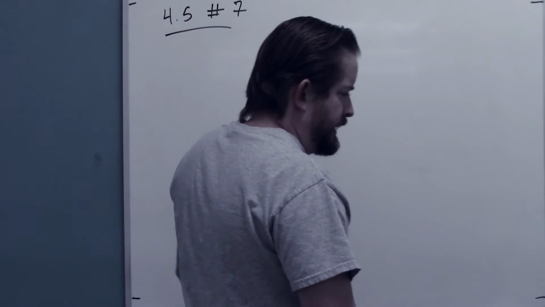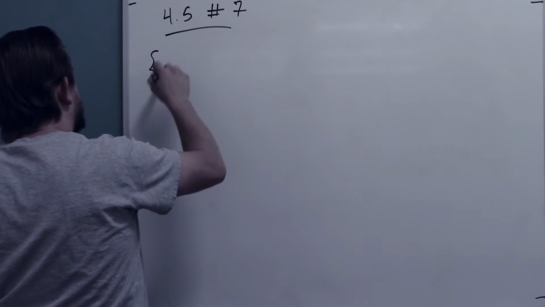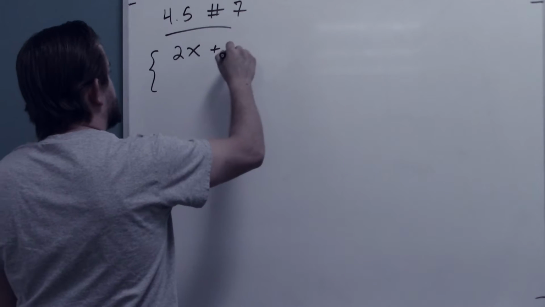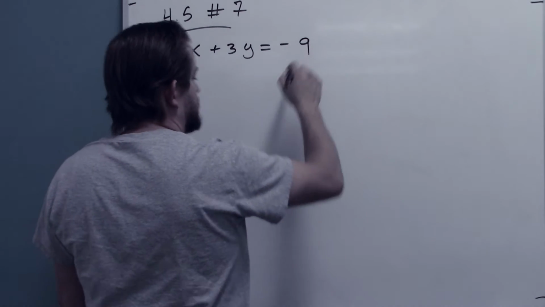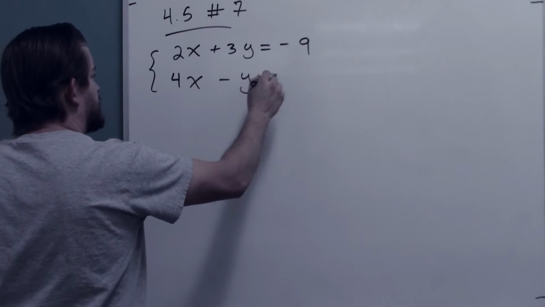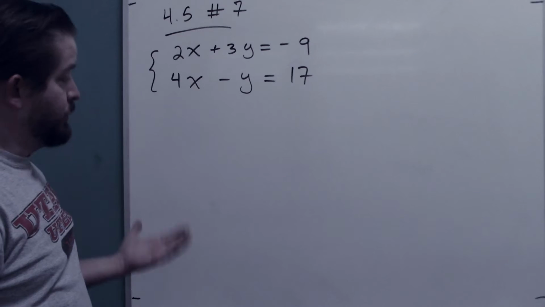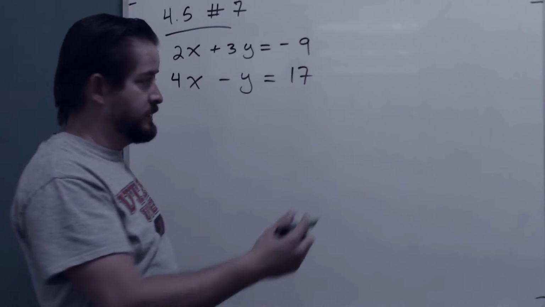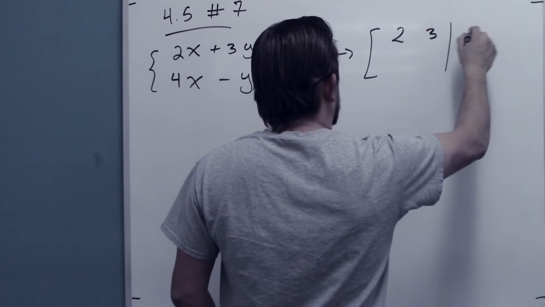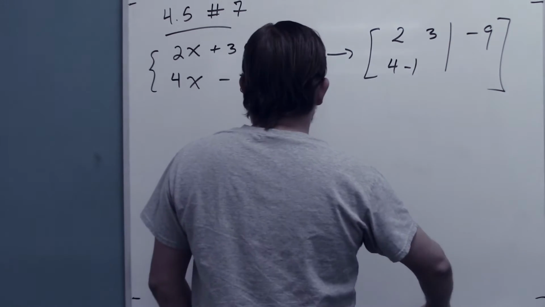Here it says solve by writing it as a matrix and then performing matrix row operations. So I have a system given to me: 2x plus 3y equals negative 9, and 4x minus y equals 17. Okay. So to write it as a matrix, again, we're just going to take all of those coefficients and write it into a matrix like this. 2, 3, negative 9. And 4, negative 1, and 17.